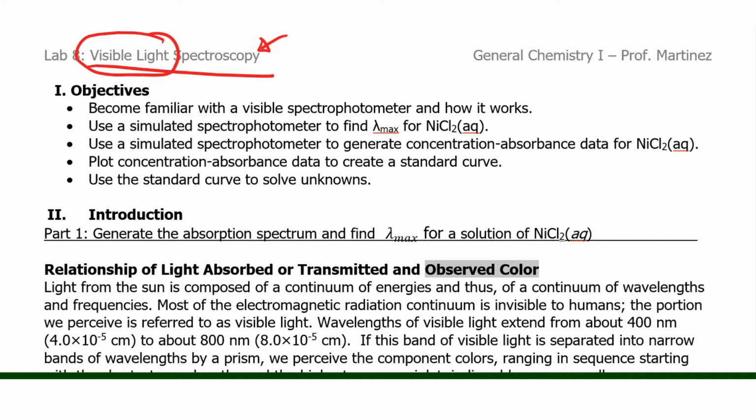So overall objectives: become familiar with the visible spec and how it works. I'm just going to say visible spec because the full word will tongue twist me. I will end up not saying it right. So you'll use a simulated visible spec to find the max wavelength for a nickel chloride solution, and then you're going to generate a curve, and you will use the standard curve to solve for some unknowns.